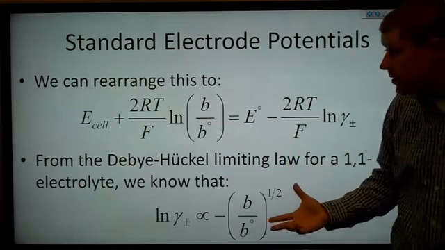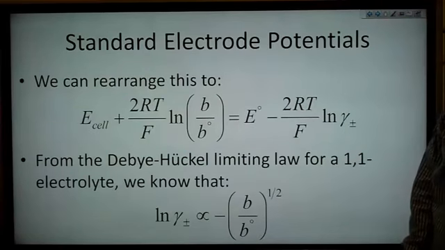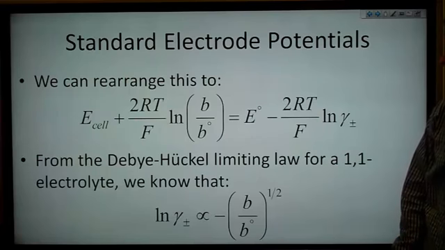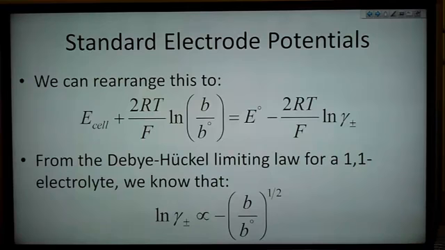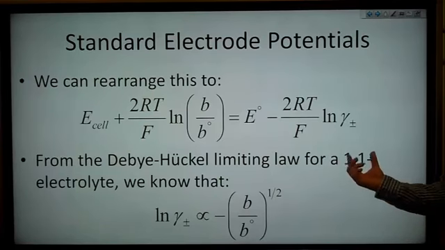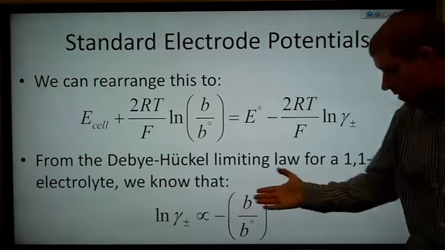Now we can rearrange this, and move the molality term to the other side. And then from our Debye-Huckel limiting law for a 1,1 electrolyte, a positive 1, negative 1 electrolyte, we know that this is true.